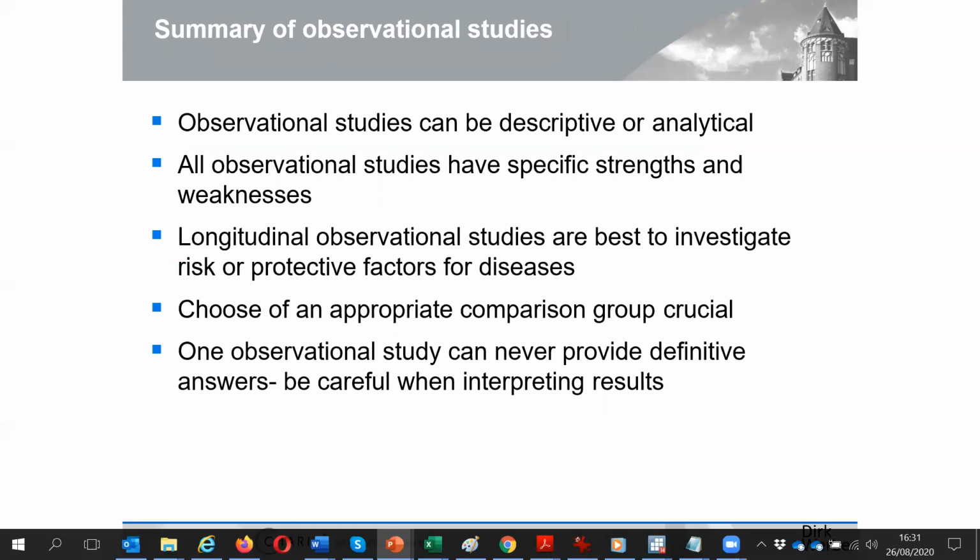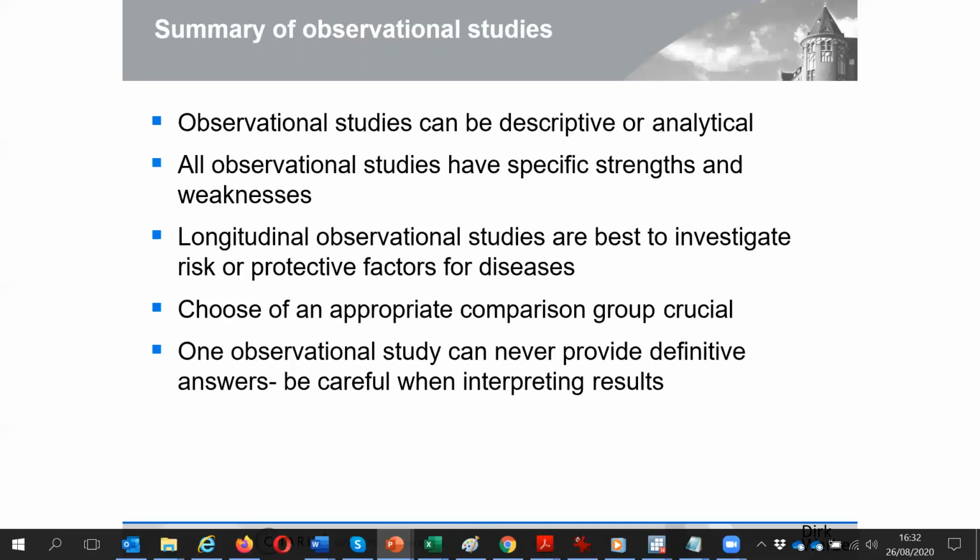So just a summary of observational studies. Observational studies can be descriptive or analytic. I hope you remember from what we were discussing when we started the previous lectures. Observational studies have specific strengths and specific weaknesses depending on which study you are talking about. Longitudinal means you are following up, and these studies are the best to investigate risk or protective factors for disease. Why? Because of the element of time, you can see which came first, the disease or the risk factor.